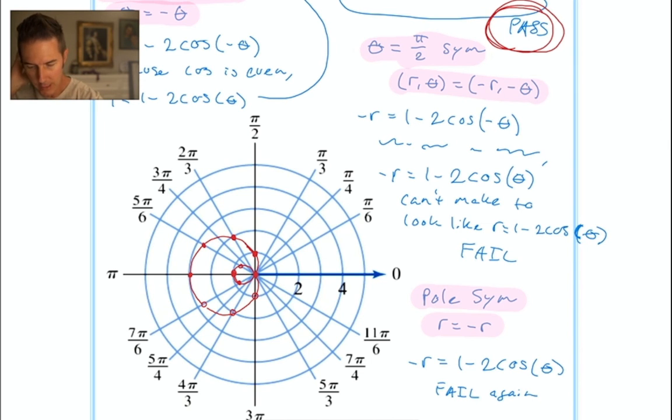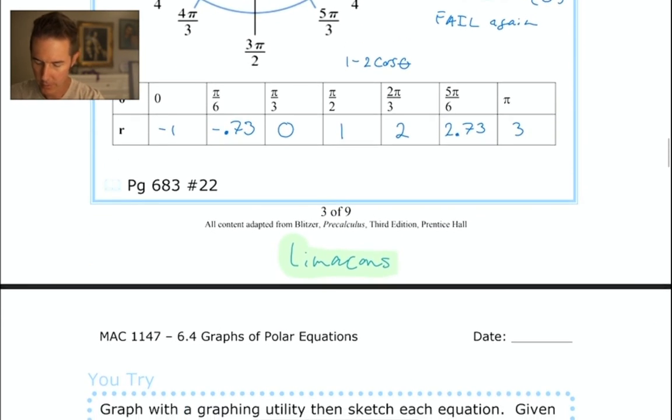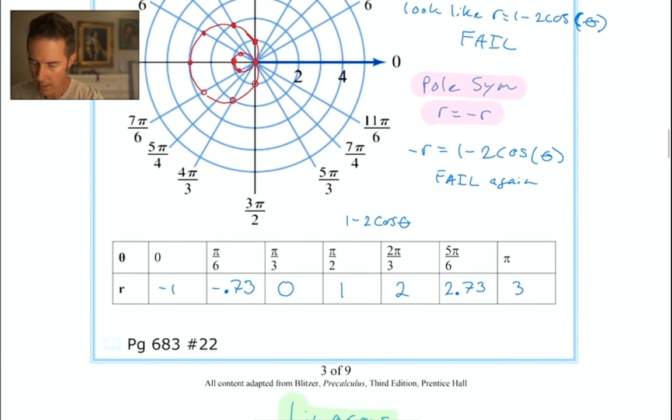Let's just take note of the fact, does it actually show theta equals pi over 2 symmetry? Is this graph symmetric about the y-axis? It is not. What about pole symmetry? It does not exhibit pole symmetry either. So as it turns out, failure there meant it didn't show them, but that was not a guarantee. We had to discover that for ourselves by drawing the graph. Okay, that's our conversation about symmetry.